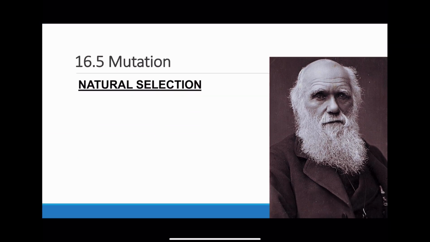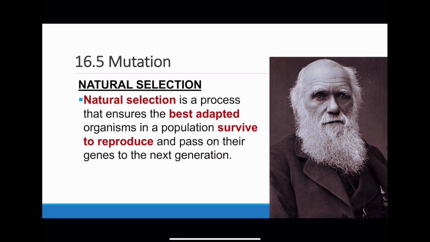This is Charles Darwin. He's the founding father of evolution itself. Natural selection, according to him, is a process that ensures that the best adapted organisms in a population survive, reproduce and pass on their genes to the next generation. Take note of the term best adapted. So, for instance, if today having a certain trait is good for you to survive, it doesn't mean that 10 years later having that same trait will be good enough for you to survive. So it's always about which one is the most well adapted at that particular point in time that allows the organism to reproduce.